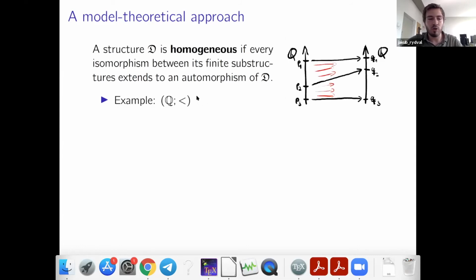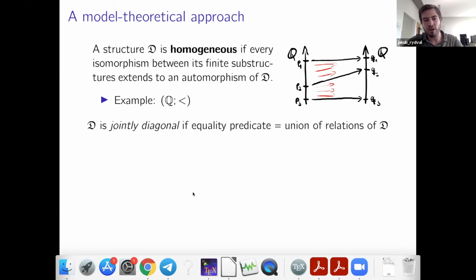We can again look at rational numbers with order. If we take two isomorphic linear orders which sit somewhere in the rational numbers, then we can extend this isomorphism to an automorphism by mapping the intervals in between the points through some linear transformations. So the automorphism would be a piecewise linear transformation.